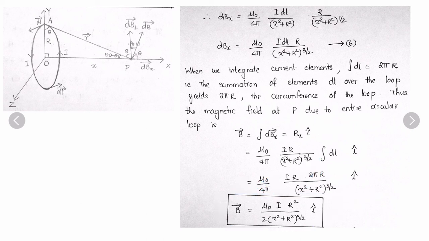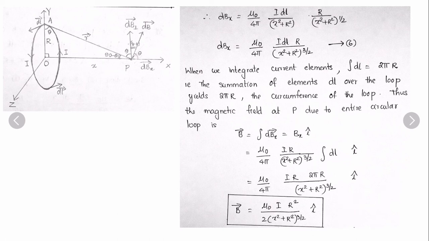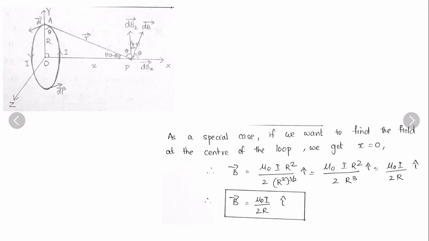I'll remove these blue lines. So numerator pi, denominator pi cancelled. This 2 will cut it 2 times. Then you will get mu 0 by 4 pi, then I, R into R becomes R square, divided by 2, then divided by x square plus capital R square whole to the power of 3 by 2. This is what you are going to get, and I cap. I cap is because it is in the direction of the x axis. Then that is the formula.